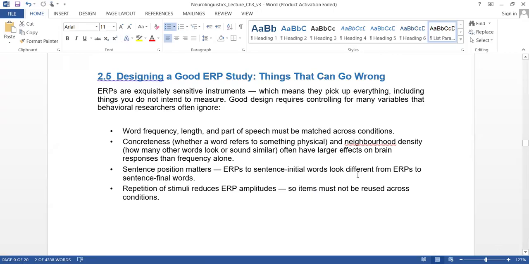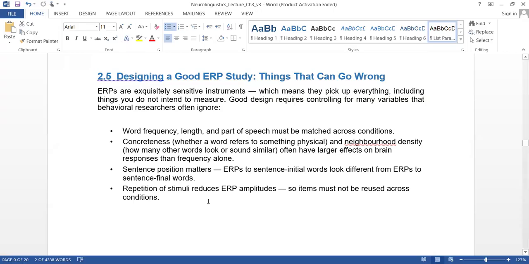Word frequency, length, and participant characteristics must be matched across conditions, right? Concreteness, whether a word refers to something physical, and neighborhood density, how many other words look or sound similar, often have larger effects on brain responses than frequency alone. Sentence position matters. ERPs to sentence-initial words look different from ERPs to sentence-final words.